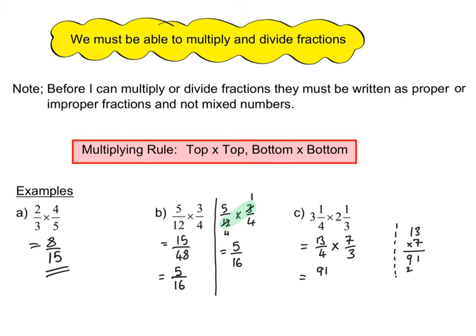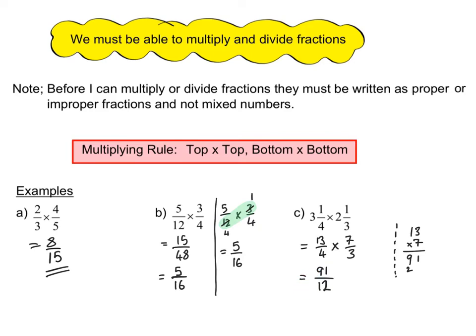On the bottom part, bottom times bottom, that's 4 times 3, so that's going to give me 12. Now, the first thing I need to check, does 91 over 12 simplify? So I might think about factors of 12 here. So 2 won't go into 91, 3 won't go into 91 because it goes into 90, 4, well this would have to be an even number, so no. 6, again, this would have to be an even number, and 12, again, this would have to be an even number. So there's no way of simplifying 91 over 12.